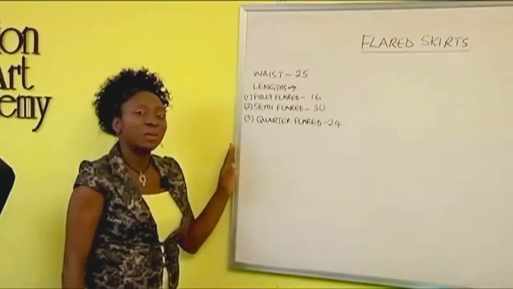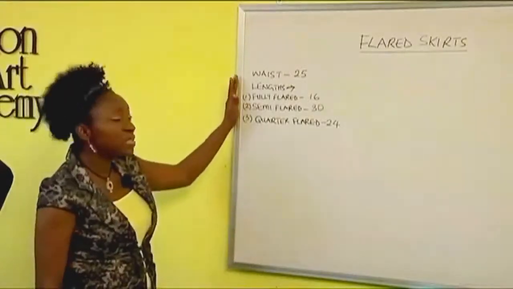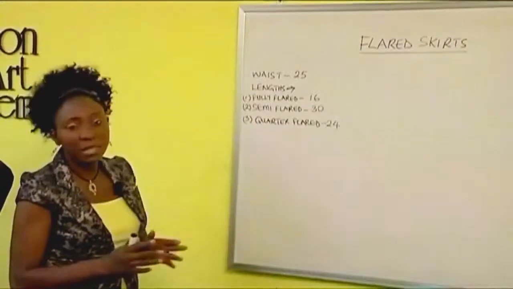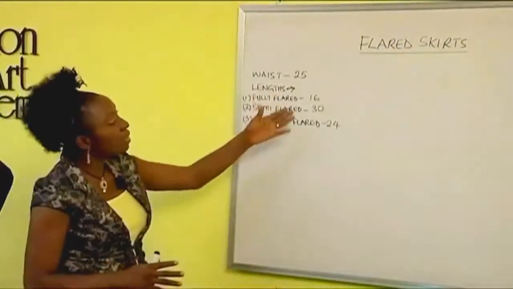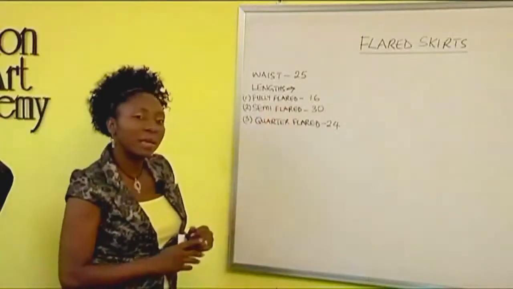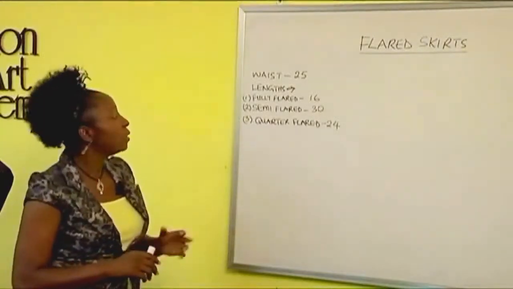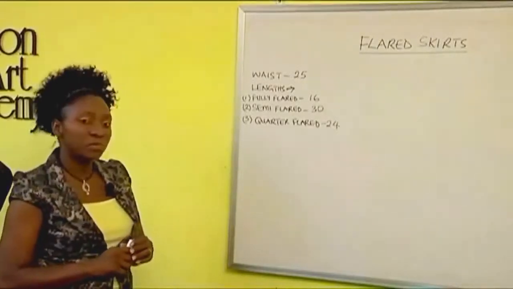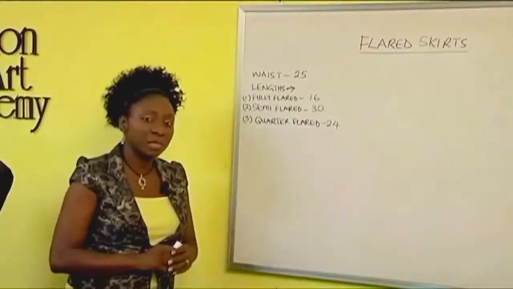These are the measurements we're going to use to make our skirts. We have the waist, which is a known measurement. Our waist is 25 inches. Now we have 3 different lengths here to practice with. For our fully flared skirt we're going to use a mini length, which is 16 inches. Then we have the semi-flared length, which is going to be quite long. We're going to use 30 inches for that. Then we have the quarter flared, which we're going to use as 24 inches.